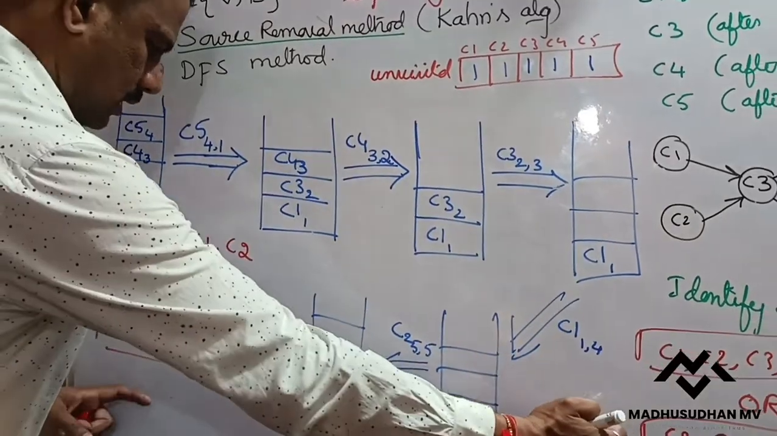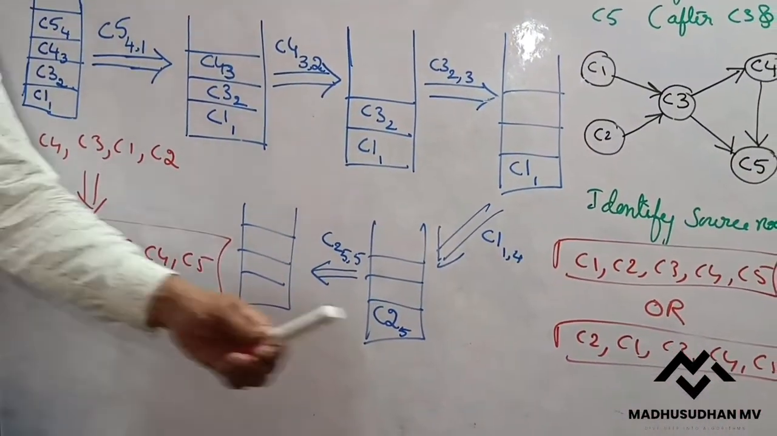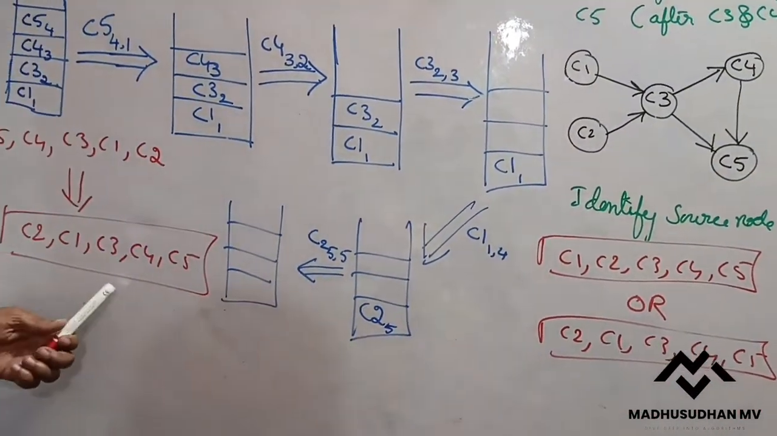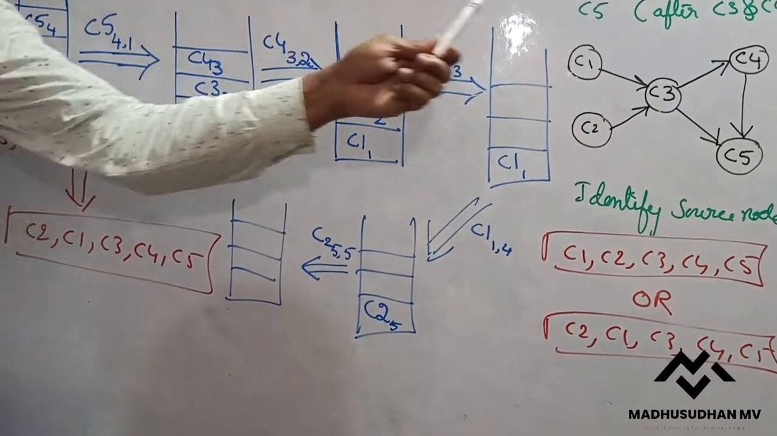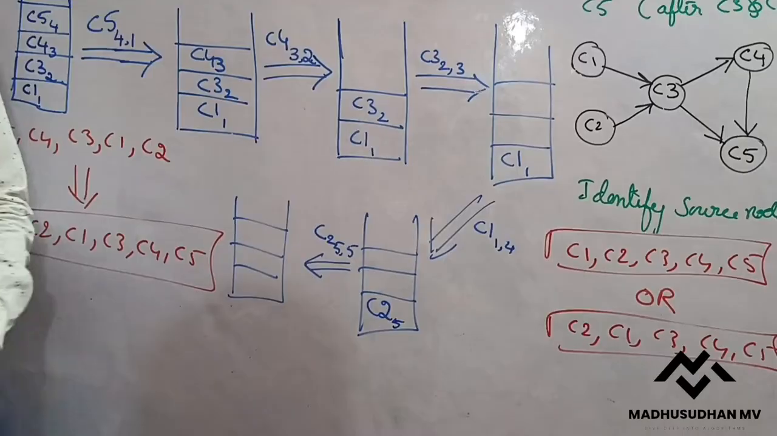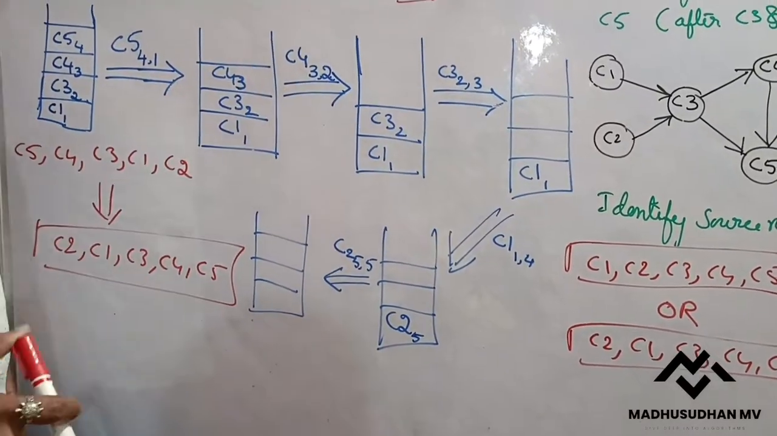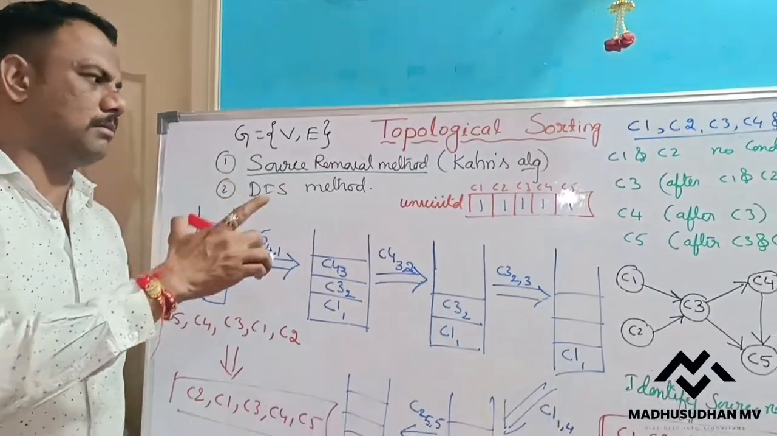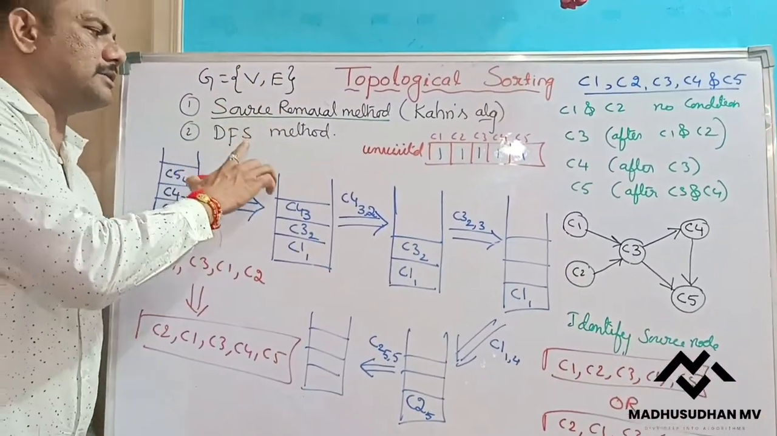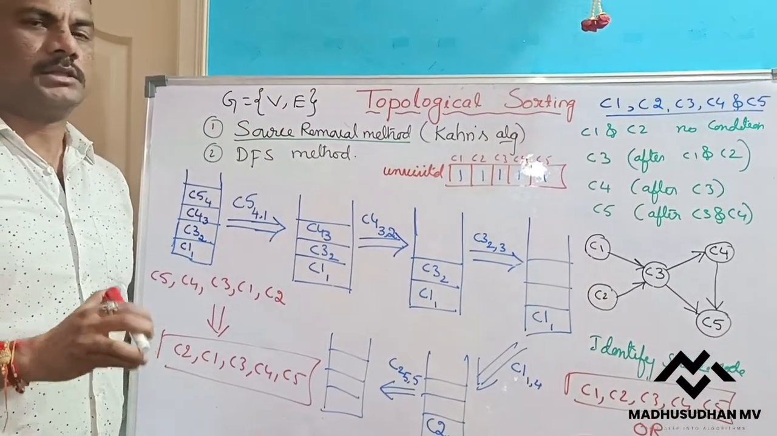If you check, both are the same. This is what I got by the source removal method, and this is by the DFS method. Here, if I start with C1, or if you start with C2, you will get this answer. I hope you understood the concept of topological sorting, using both the source removal method and the DFS method. Thank you.